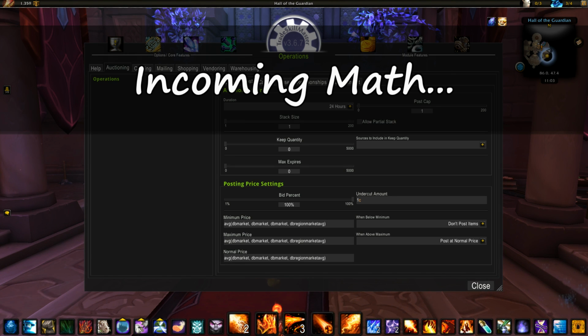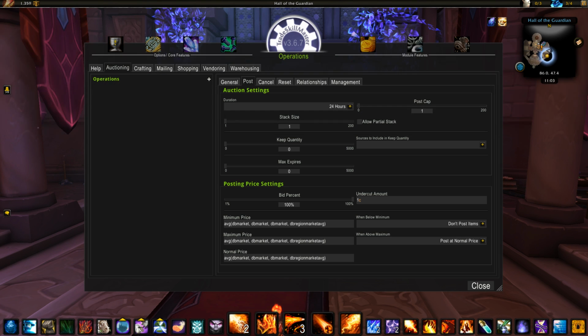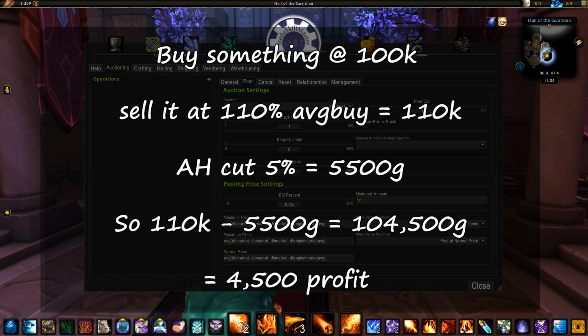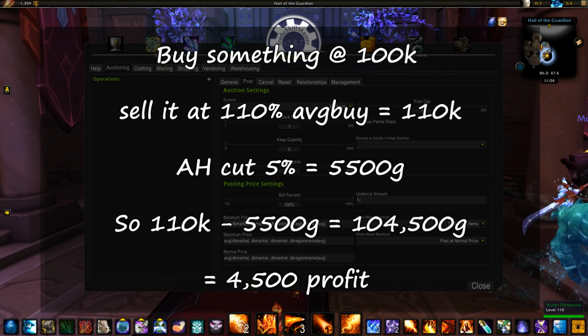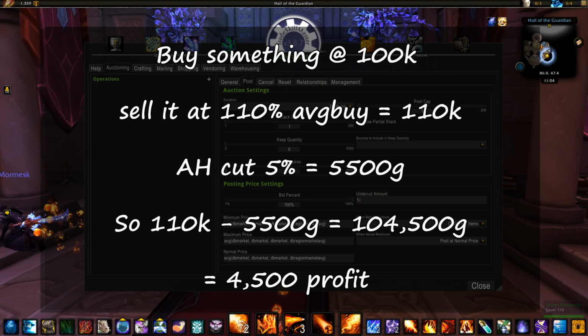Okay, I want to cover a little bit of math because I want to explain something to you, and this is something I know some people get confused with, so I want to make sure you guys get this. So if you buy something at 100,000 gold and you sell it at 110% of your average buy price, it's going to be posted on the auction house for 110,000 gold. So then you take off your auction house cut 5%, which is 5,500 gold. So then you take your 110,000 gold and you minus your auction house cut, and in the end you get 104,500 gold, which is 4,500 gold profit. Okay, that looks good, fine, we're happy with that.